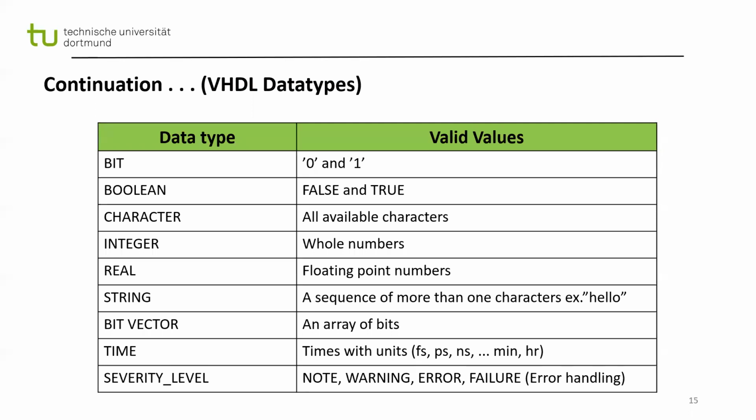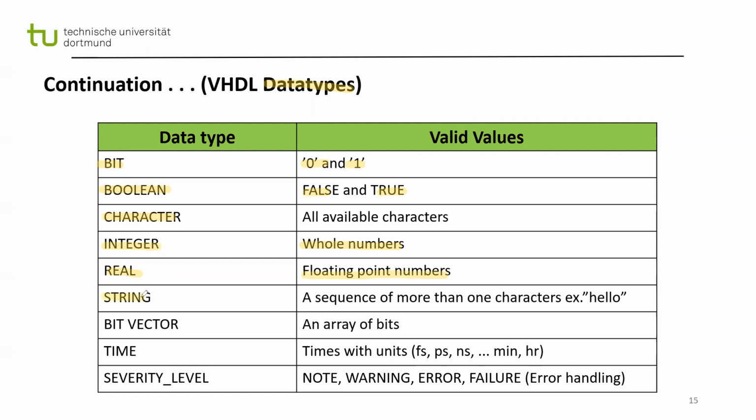All in all, VHDL also knows data types. We have a bit, which can take the values of either a 0 or a 1. We have a Boolean, which takes the value of false and true. A character, which takes all available characters. An integer, which is similar to an int in Java, takes the whole numbers. The real takes the floating point numbers, such as a double in Java.